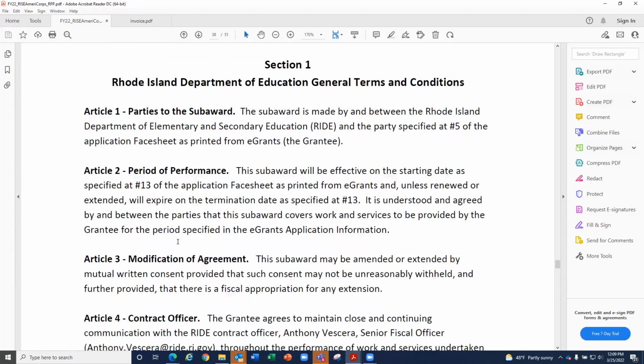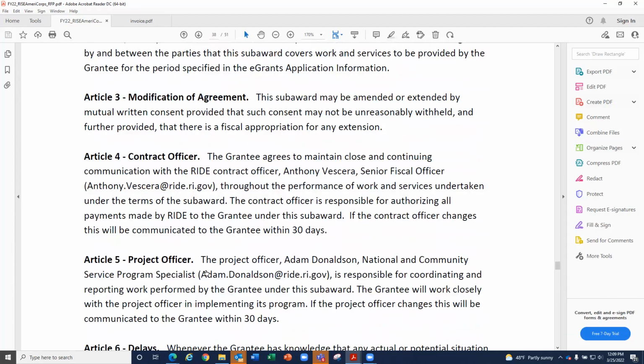It identifies, for example, that I will be your project officer and the person who helps you with this grant. It also recognizes that a fiscal officer will oversee the payment process and that sort of thing. So already it's important information that an awardee should have.